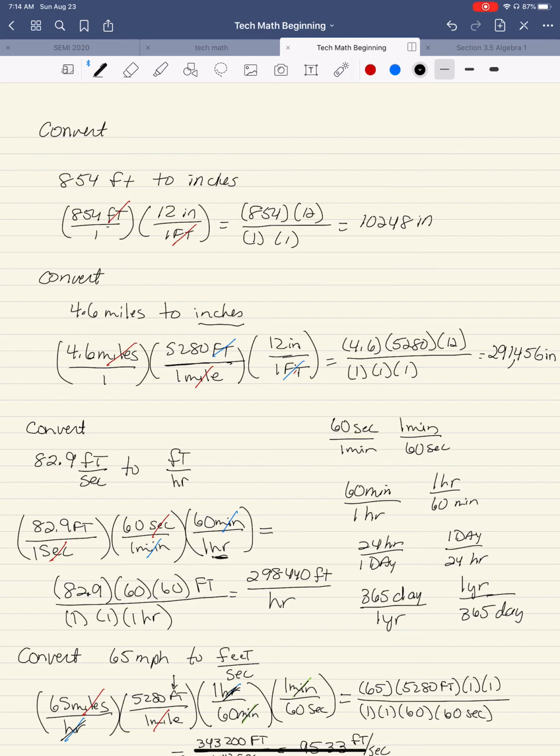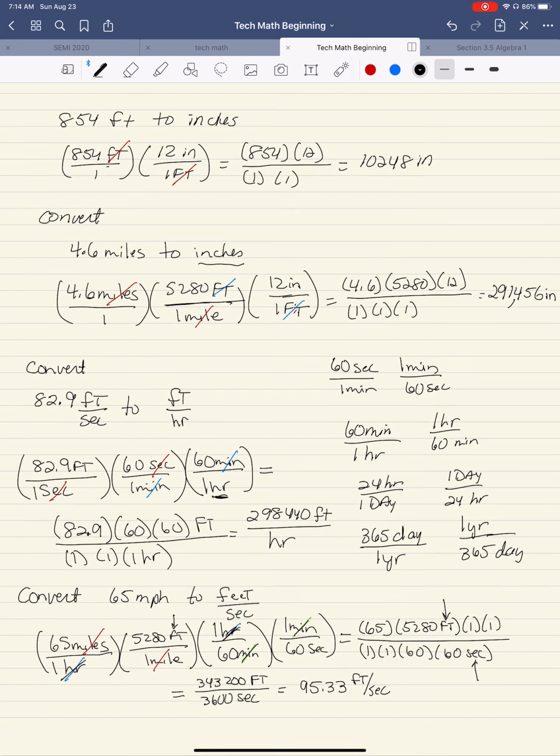So finally, all the numbers in the numerator are 65 times 5280 times 1 times 1. In my denominator, I have 1 for the hour, 1 mile, 60. So I'm multiplying 65 times 5280, and then on the denominator, 60 times 60. Notice my units are feet per second. So that's going to give me 343,200 feet over 3,600 seconds, or once I divide those numbers out, I get 95.33 feet per second.